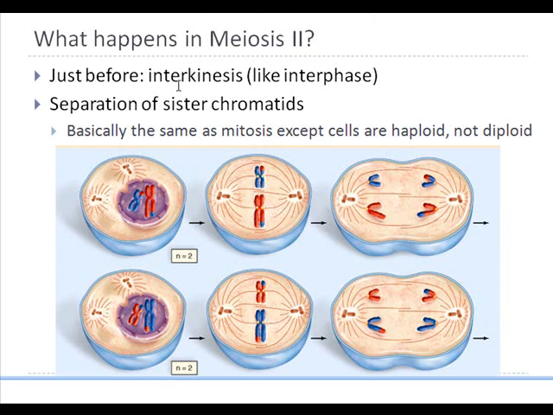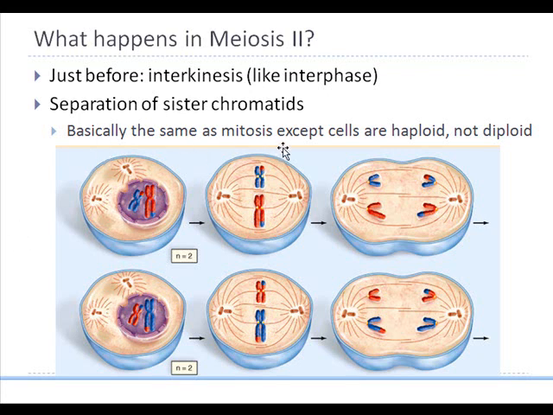Now, remember the stage which is called interkinesis, just like interphase, but interphase was longer in the regular cell. This is interkinesis because immediately the cell is going to go into a second kind of division. So there is no synthesis of additional DNA or duplication. That's why it's called interkinesis.